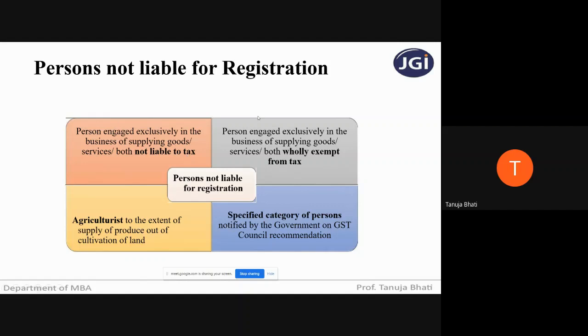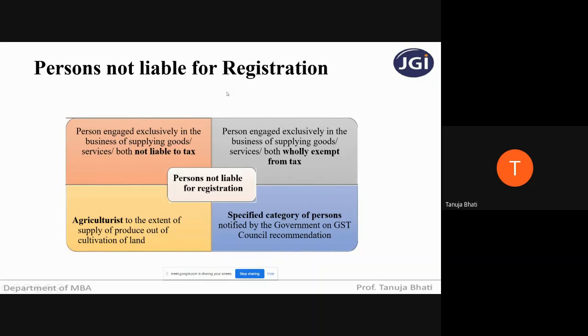Next, persons engaged exclusively in the business of supplying goods, services, or both wholly exempt from tax. Exclusively means they are providing only those goods or services which are wholly exempt from tax. There is no combination of exempt services as well as taxable services that they are providing, or exempt goods or taxable goods. These persons are exclusively engaged, which means the primary business itself is only selling those goods or supplying those services which are wholly exempt from tax.